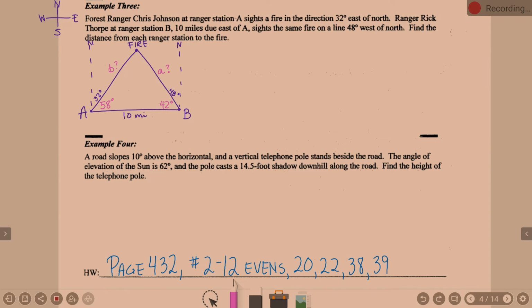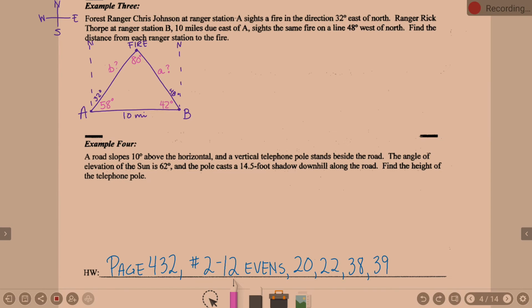If you really want to know the other angle, it's 80. And why is the other one 80? All three angles in a triangle add up to be 180, yes? So we have 58 plus 42, which must add up to be 100. 180 minus 100 is 80.